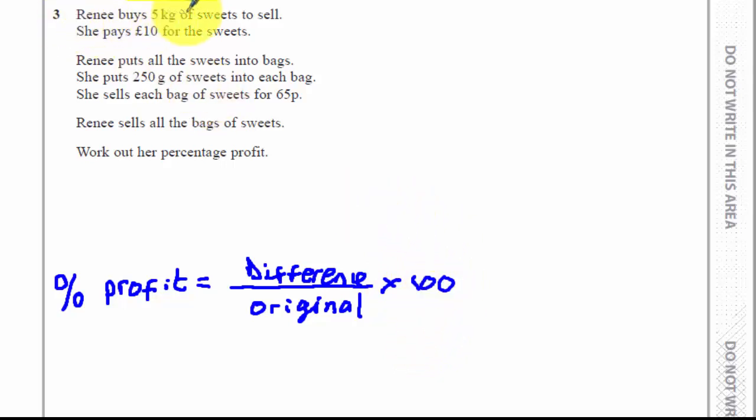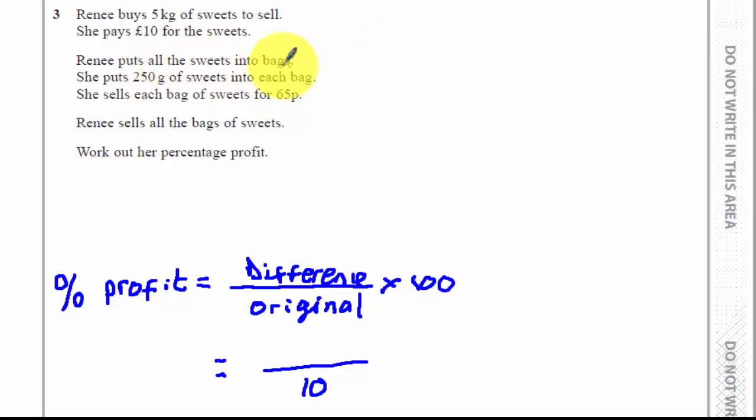So she buys 5 kilograms of sweets and pays £10. So in a minute I'm going to divide by 10, because I have to divide by the original cost, which was £10. I need to work out her profit. In order to do that, I'm going to work out how many bags of sweets she actually sells.